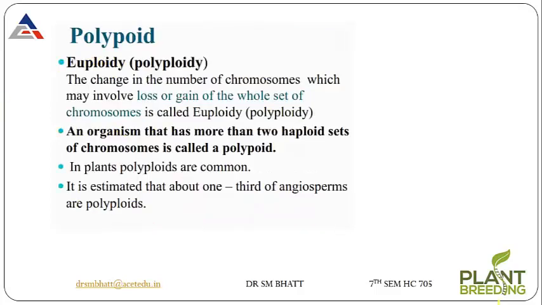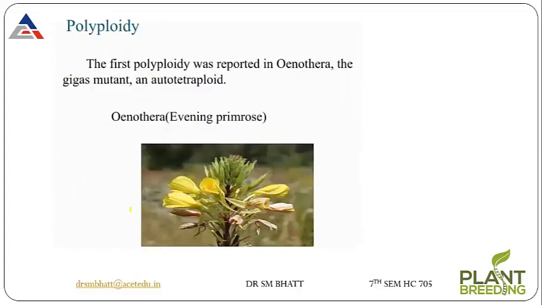Euploidy is a change in the number of chromosomes which may involve loss or gain of a whole set of chromosomes. An organism that has more than two haploid sets of chromosomes is called a polyploid. In plants, polyploids are common; it is estimated that about one third of angiosperms are polyploids. Clear? The first polyploid was reported as a Gigas mutant, an autotetraploid of the evening primrose.